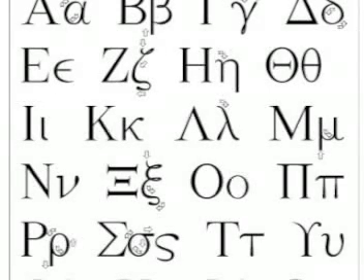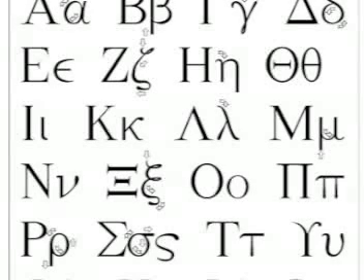Now let's look at the second clause. The first word, kai. Ho. Logos. Ein. Pros. Ton. Theon. And now let's say this clause. Kai ho logos ein pros ton theon.